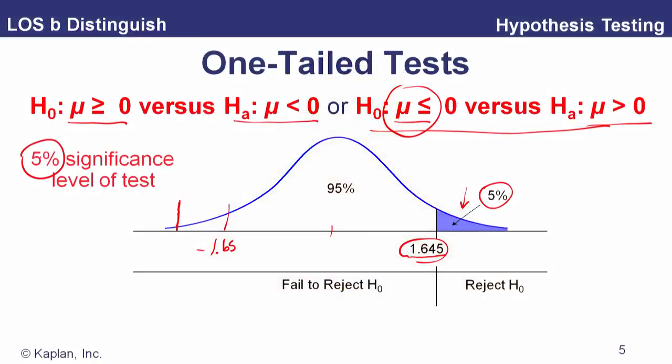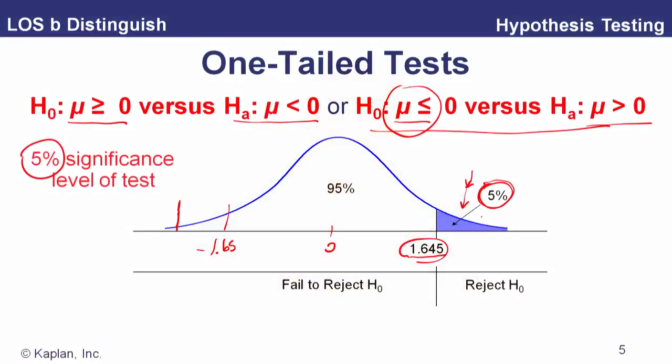So given this distribution, 5% of the time we're going to get values out here, even if the mean is actually 0, or in this case, even if the mean is actually less than or equal to 0. We could get 5% of the time we'd reject it incorrectly. And so that's our significance level.